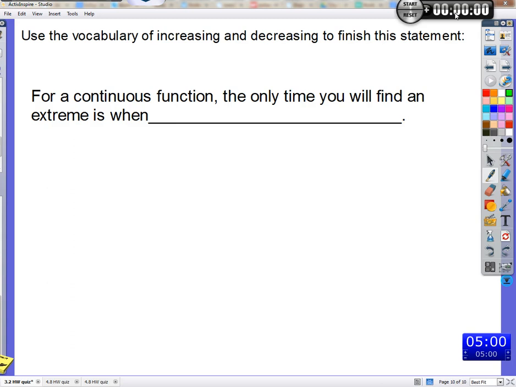For a continuous function, the only time you'll find an extreme is when a function goes from increasing to decreasing and vice versa. Or vice versa. It can't be both. It can, not in the same place.